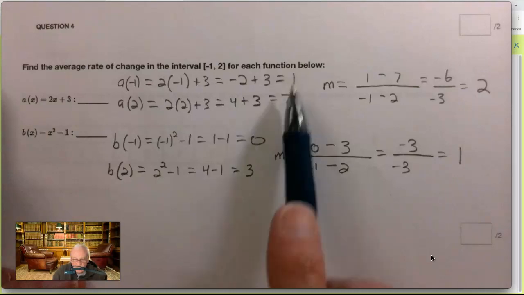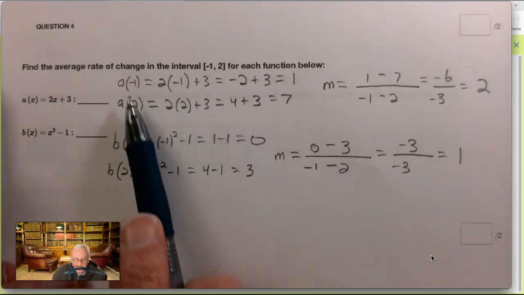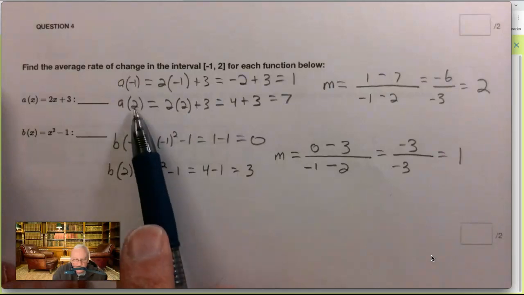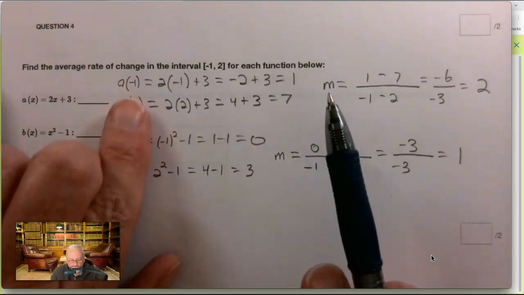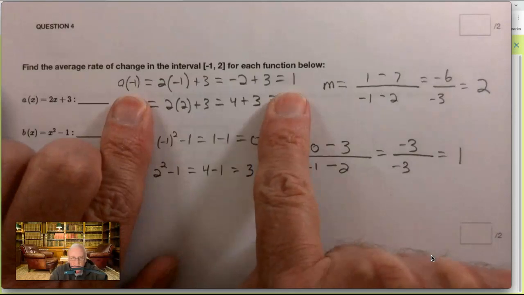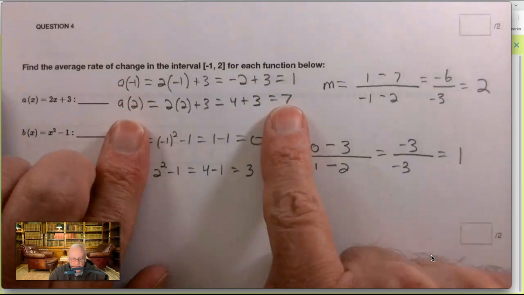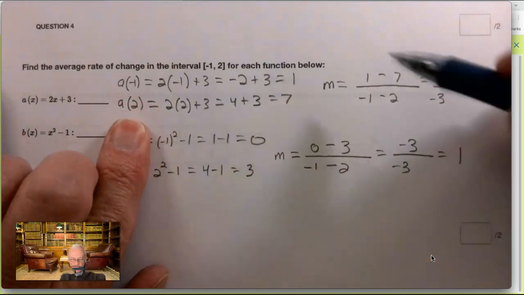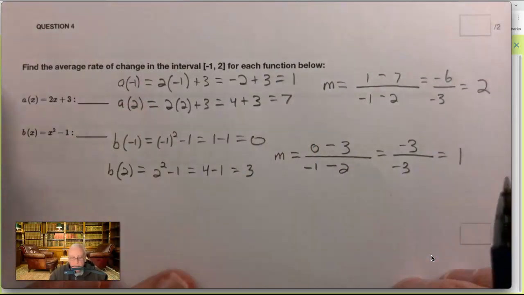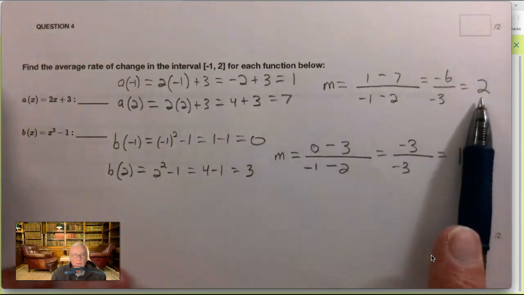I'm sorry, those are our two y values. All right, the x, -1 and 2. So here's one point here, -1, 1. I put that point right here. Here's the other point, 2, 7. I put that point right here. Calculate the slope, and I got 2.